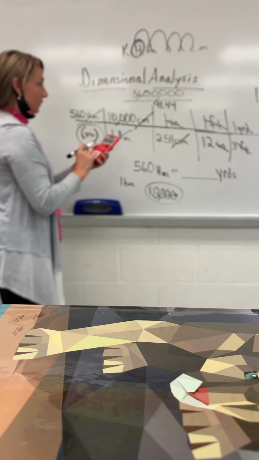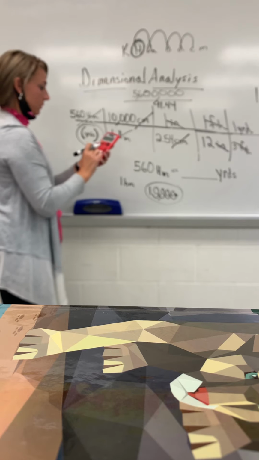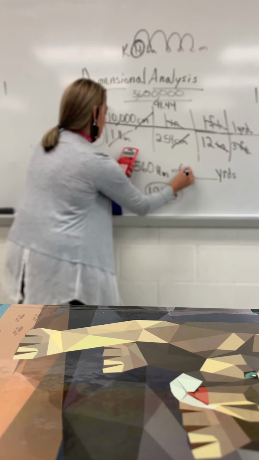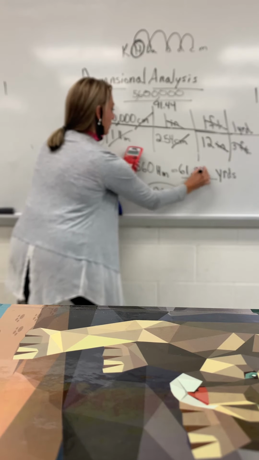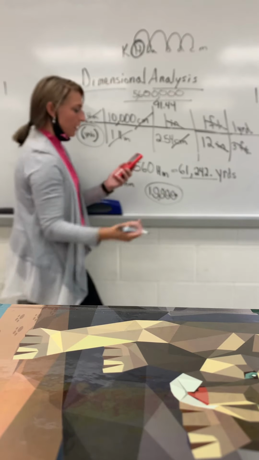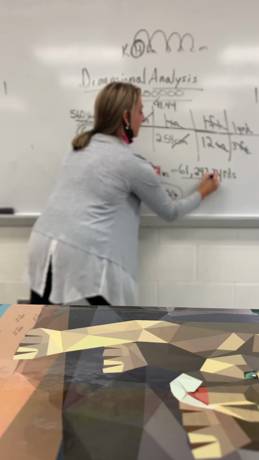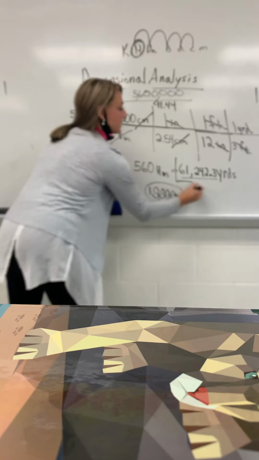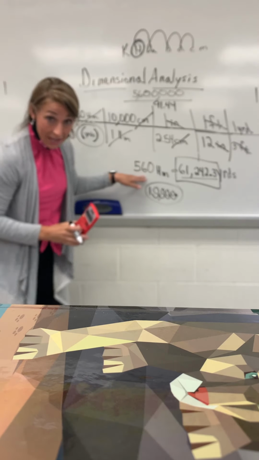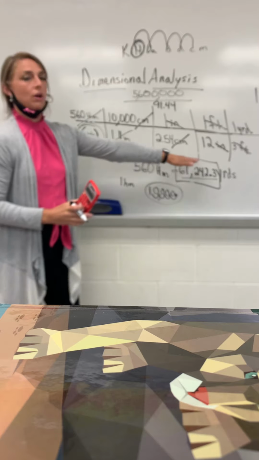So, you should have a total amount of yards of 61,242 and we're going to round to the nearest tenth here. So it's 0.34, so we're going to say 0.3 yards. So 61,242.3 yards. So 560 hectometers is equivalent to 61,242.3 yards.